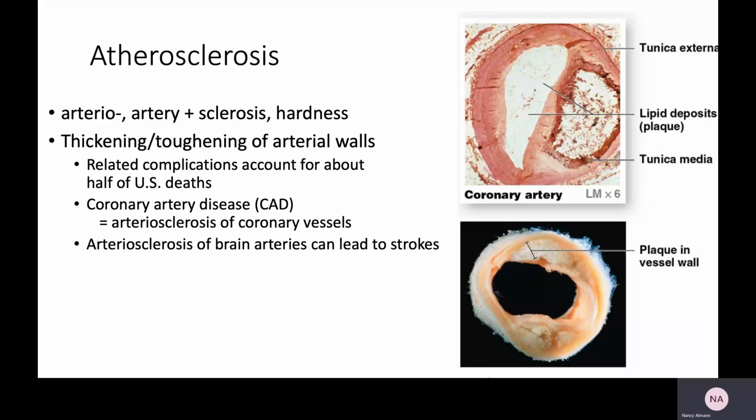This gives you a little bit of information on atherosclerosis and arteriosclerosis. You have thickening or toughening of the arterial walls. It is a related complication for about half of U.S. deaths when it comes to cardiovascular disease. Coronary artery disease is arteriosclerosis of the coronary vessels. And you might actually have arteriosclerosis of the arteries in the brain, which can lead to strokes.